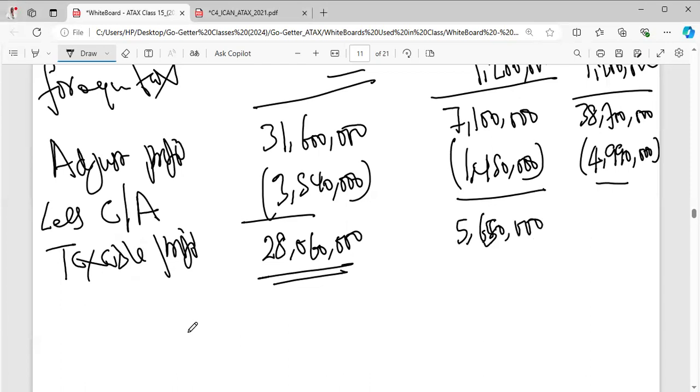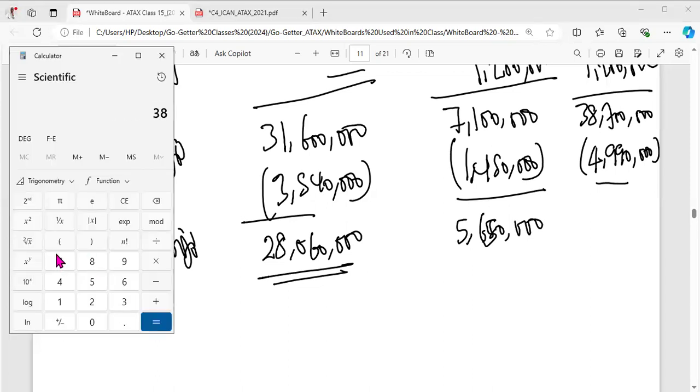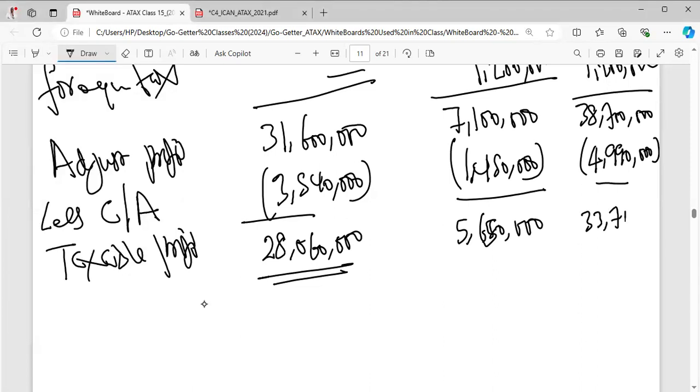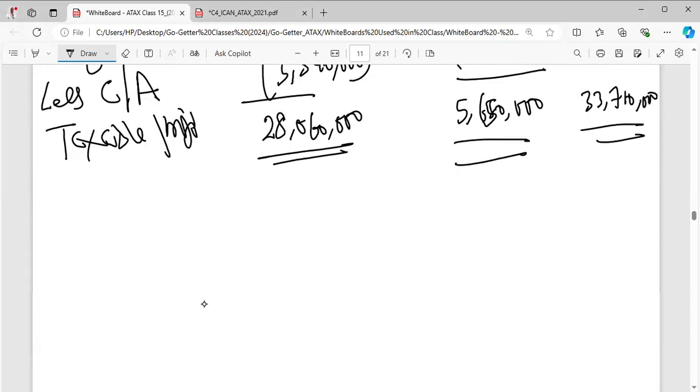So when you add the two operations, it should give you 38,700 minus 4,990. That should give me 33,710. So that's your taxable profit. Okay? All right.